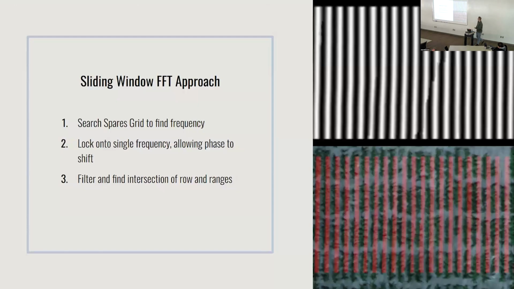And so the approach that we came up with, we first just sample a sparse grid across the image to find the frequency of that planter that was used. Once we find that frequency, we lock onto it and we allow the phase to wiggle. And we then sample this image depending on a parameter you can set, how much you want to skip. The more that you sample this image, the more refined this, I'm going to call it a wave pad, is going to be.